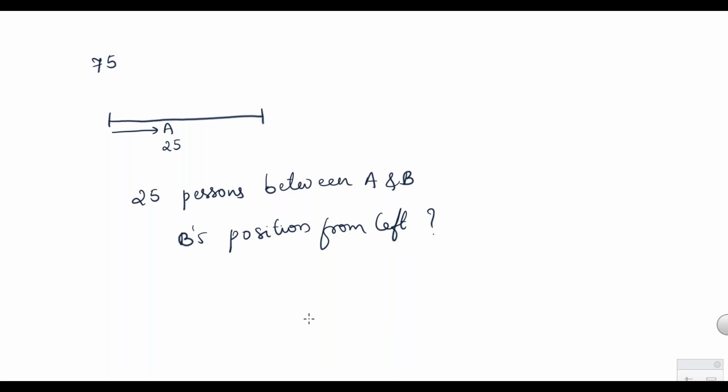Cannot be determined. 24 or 51. Okay. Position of A from the left hand is 25. A is the 21st person. From the left hand, if A is the 25th person, then how many people are there before A from the left hand?